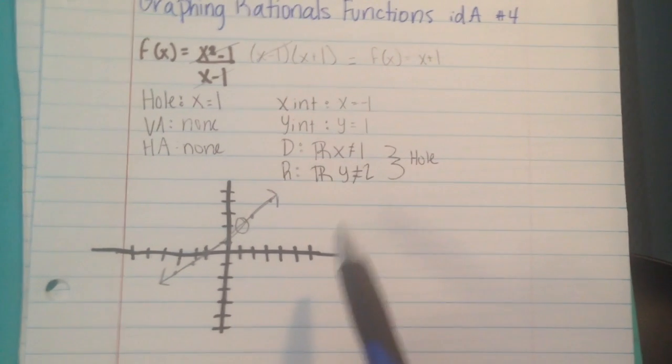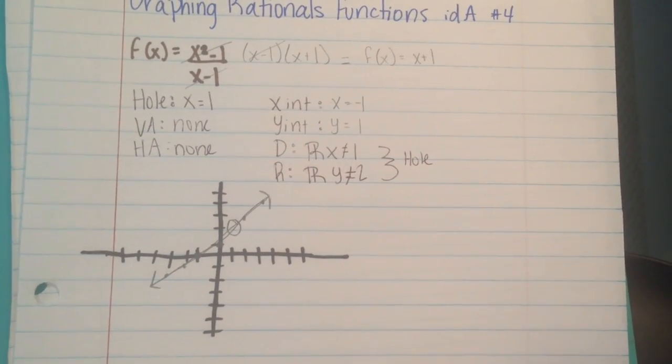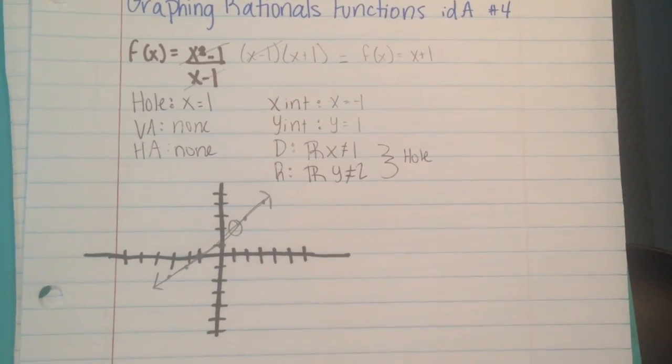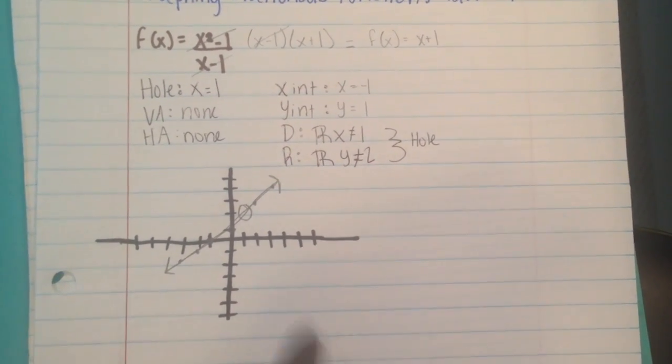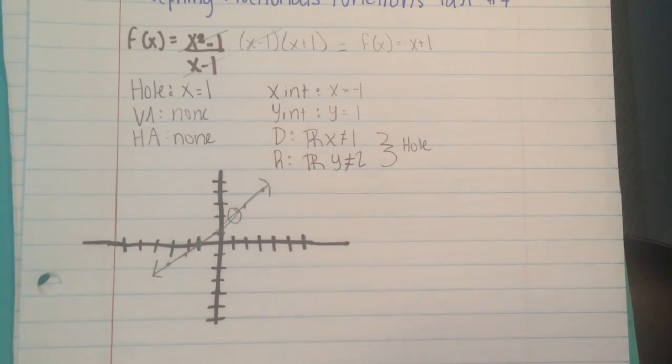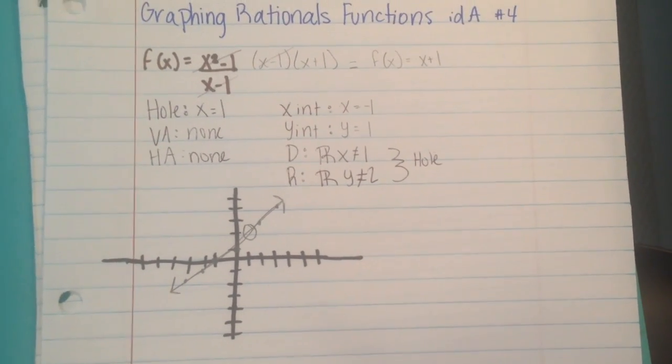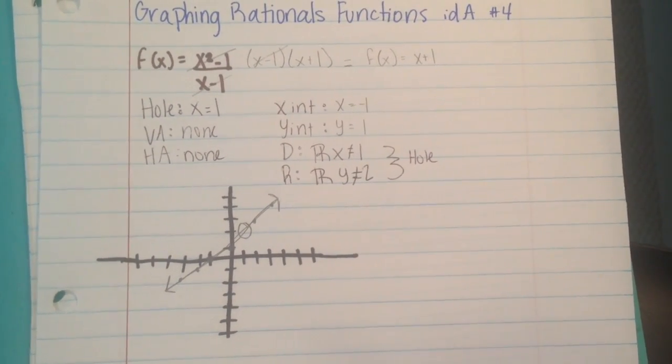So then your domain is all real numbers except for 1 because of the hole, and your range is all real numbers, but y cannot equal 2 because that's where the hole is. So then when you plot it out, it's just a linear equation, and you'll just have a line with no asymptotes.